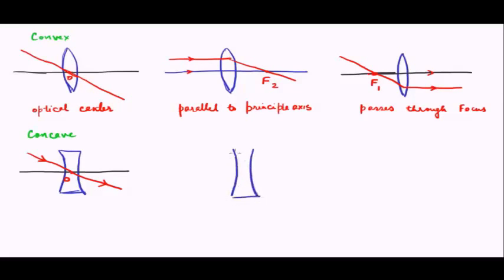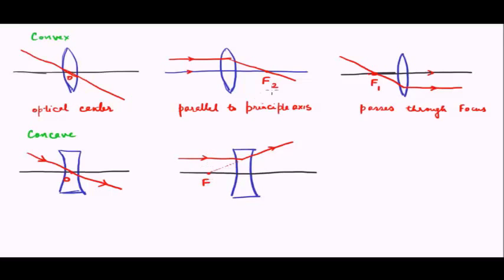This is my lens, this is my principal axis, and now if I draw a ray of light which is coming parallel to the principal axis, then since this is a diverging lens or a concave lens, the ray of light will move away. But if we extrapolate this backwards, then it will be something like this, and the point where the extrapolated line will strike will be the focus point.